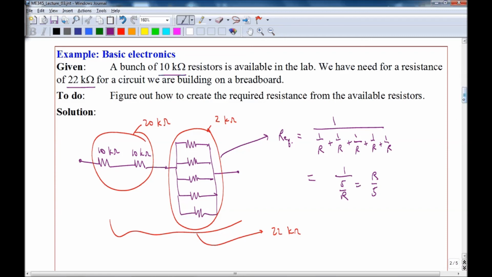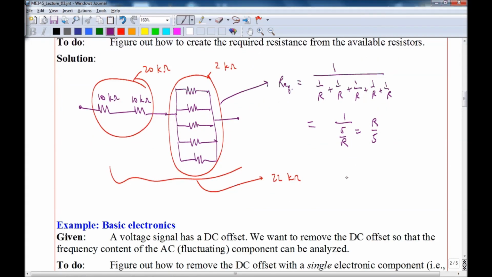For example, if you wanted to make half of the resistance, you could put 2 resistors in parallel like this, and R equivalent would equal R over 2, where these are both the same resistor. If they're not the same value, you have to use this formula up here with each one of the resistors being different.